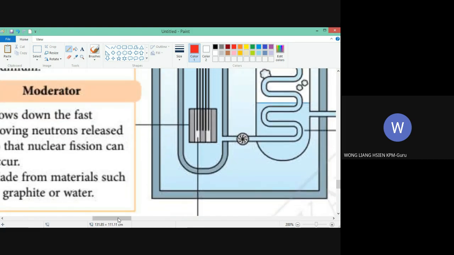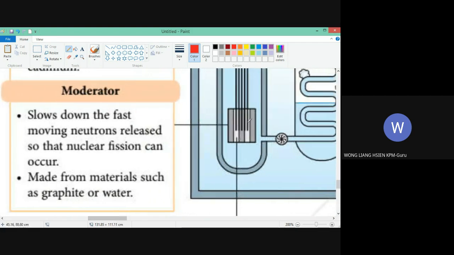Okay, so next we want to look at this one. You see this gray color one is the moderator. This moderator slows down the fast-moving neutrons released so that nuclear fission can occur, and is made from materials such as graphite or water. Why does it say that we need a moderator to slow down the fast-moving neutron so that nuclear fission can occur? What does this mean?